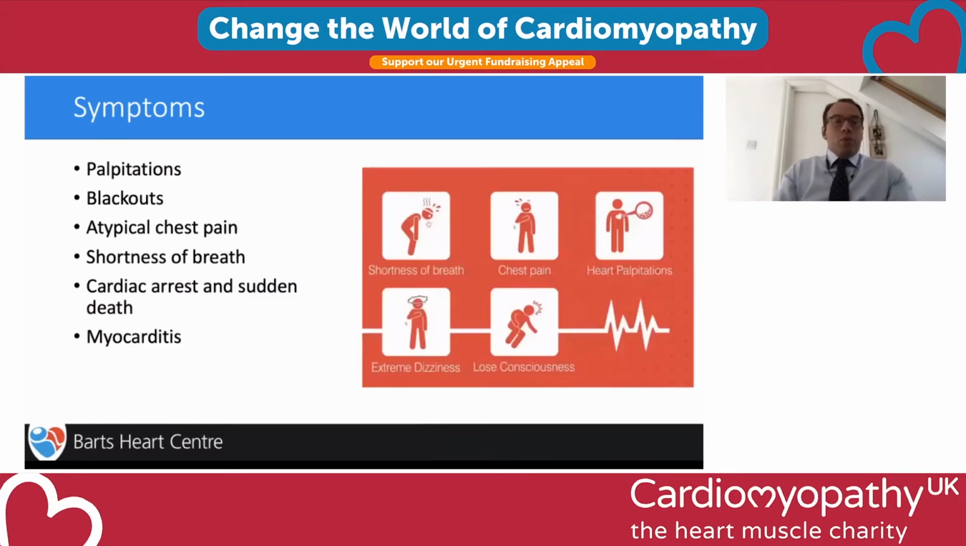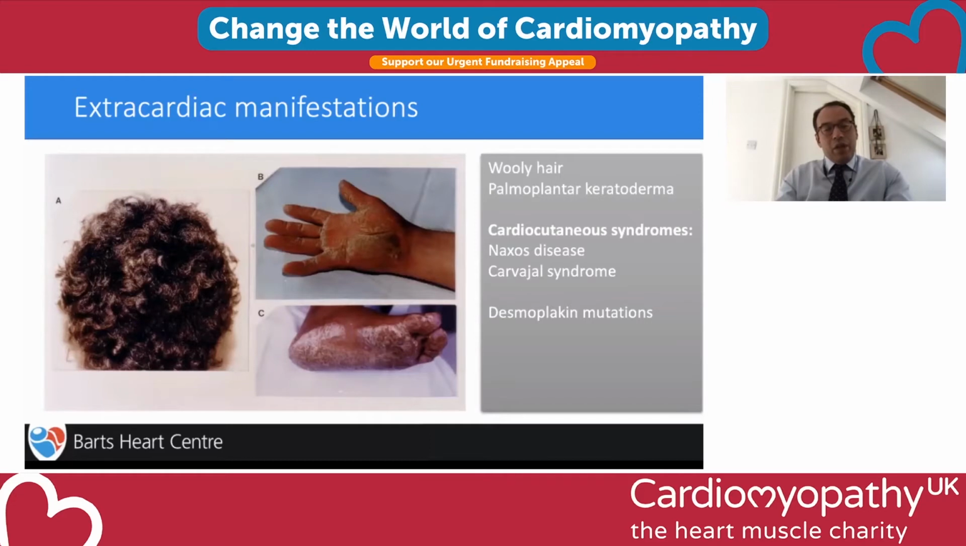Now, in terms of symptoms, there are various symptoms. Mostly there are palpitations, and there can be blackouts. There are atypical chest pains and shortness of breath. And a more dramatic presentation can be myocarditis or even cardiac arrest and sudden death. There are extracardiac manifestations, which we now recognize and know much better. And this is the woolly hair from a patient with cardiocutaneous syndrome. The Naxos and Carvajal syndromes typically have woolly hair and palmoplantar keratoderma.